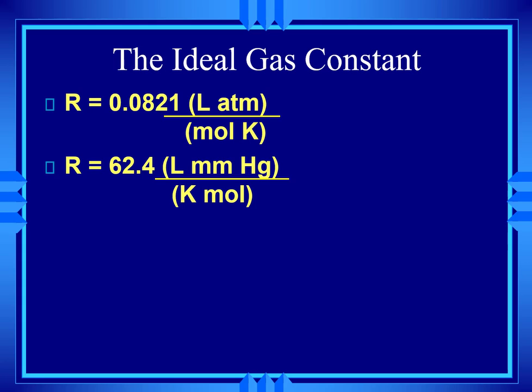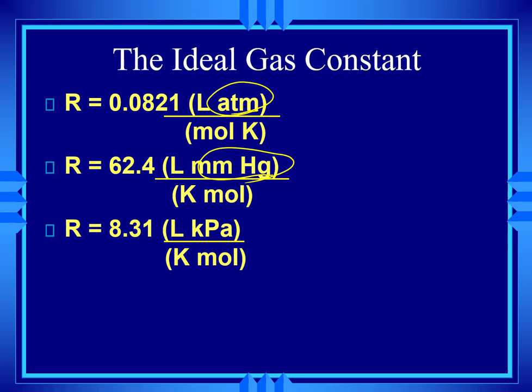Check the units. They both have liters. They both have kelvins and moles. The difference is one has the pressure in atmospheres, the other has it in millimeters of mercury. It would also be 62.4 liter torr over mole Kelvin. It would also be 8.31 liter kilopascals over mole Kelvin. It's always the same number, it just has different units.